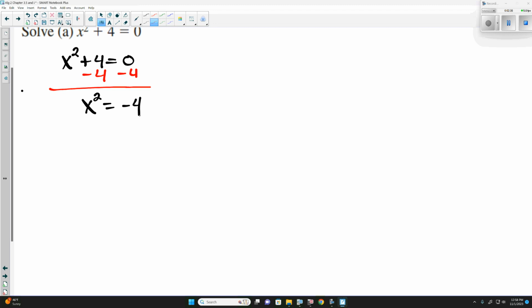Now at this point, we do have the x squared term by itself, so we can square root both sides. The square root of x squared would be x is equal to plus or minus, because whenever we take the square root of both sides, we do have to add the plus or minus.